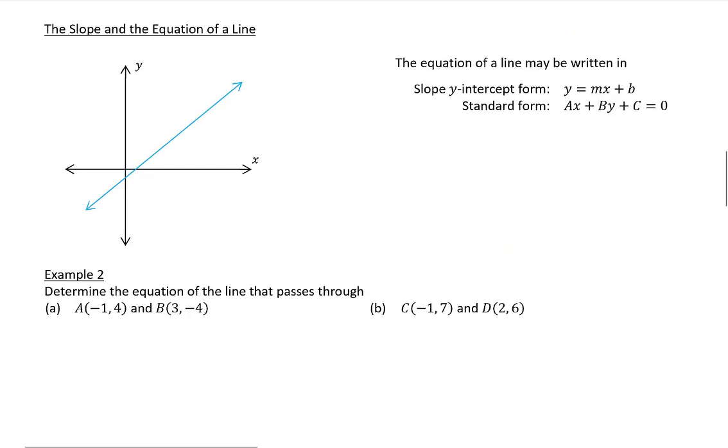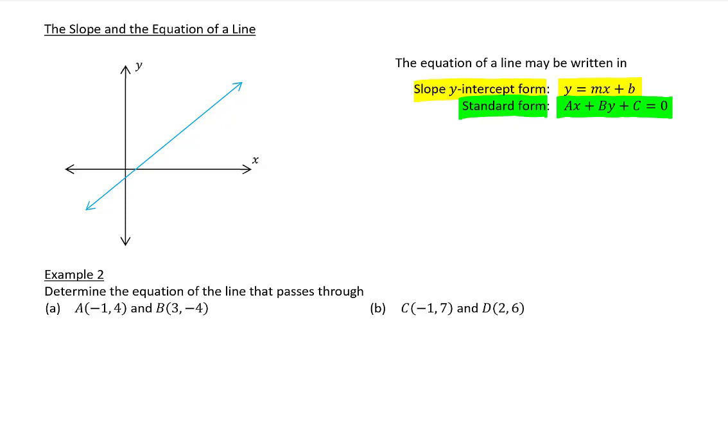The next topic we want to take a look at is slope and the equation of a line. Recall that we have two forms for the equation of a line. We have the slope y-intercept form, which looks like y equals mx plus b, and we have standard form, which looks like ax plus by plus c equals 0. In this lesson, we're going to focus on the slope y-intercept form.